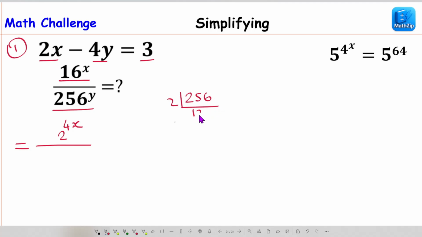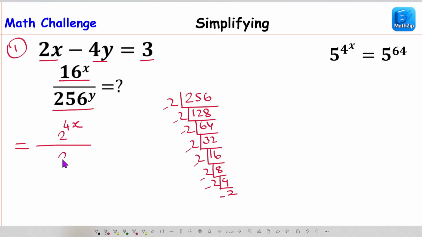So here is 128, divide by 2. So here is 64. Again divide by 2, 32, divide by 2, here is 16, divide by 2, 8, divide by 2, 4, again divide by 2, here is 2. So 1, 2, 3, 4, 5, 6, 7, 8. It means 2 to the power 8 and here is y.